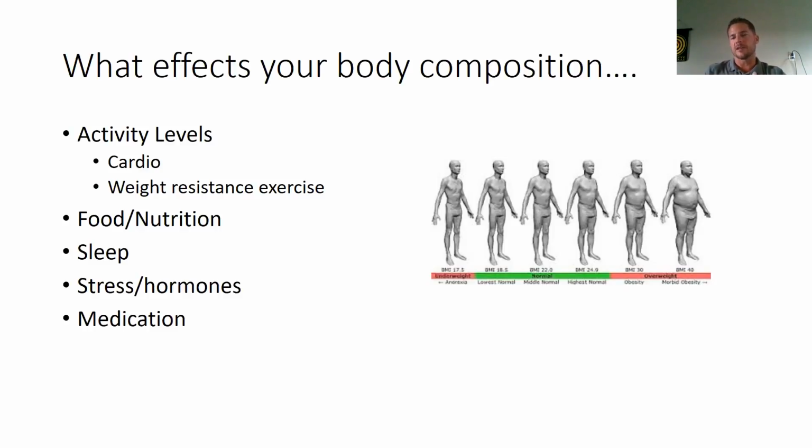Weight resistance training, so lifting weights, things like that. All those are going to have an impact or an effect on your body composition. What you eat, so if you eat ice cream and cookies and cake and fast food versus if you eat more healthy foods that are a little bit lower in sugars and fats, fruits and vegetables, whole grains, things like that. Those are going to make a difference.